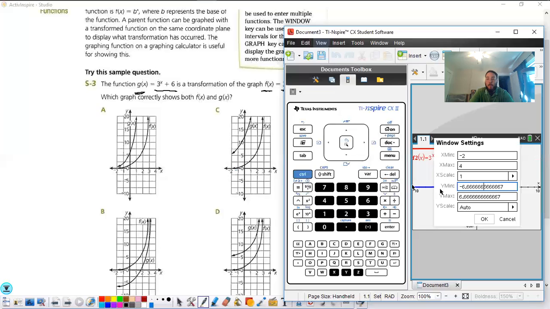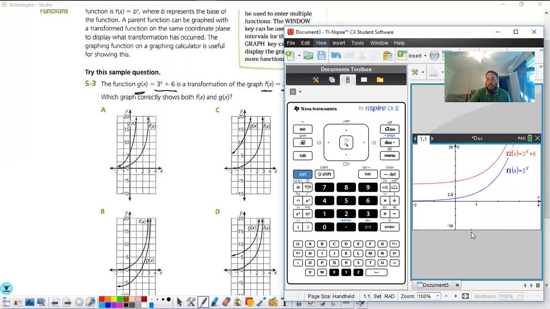Now our y minimum is going to be -10. And our y maximum, if we look at these graphs, goes all the way up to 20. So it'll be 20. And then our y scale, if we look at what they counted by, between 0 and 5, right? There's 2 boxes, so they're actually counting by 2.5. So we'll do 2.5.